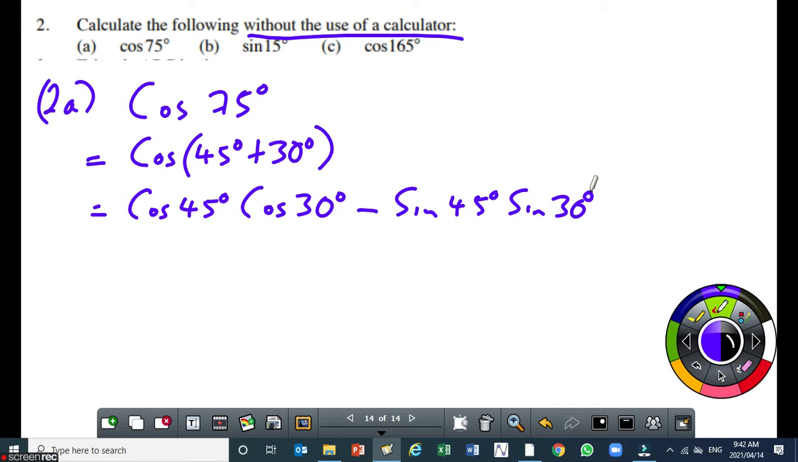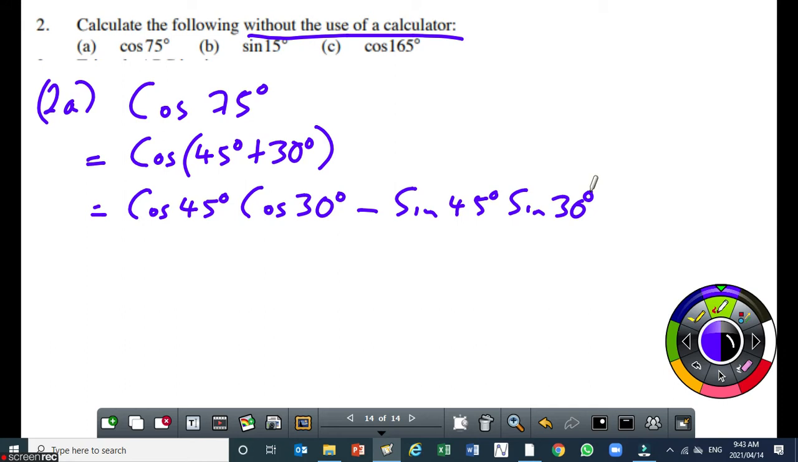So for this question here, the best will be the 45 and the 30. You break up the 75 into 45 and what? And 30. And then use the compound angles. The only way you can do this question without using a calculator is to use special angles together with what? Compound what? Angle. A combination of the two.